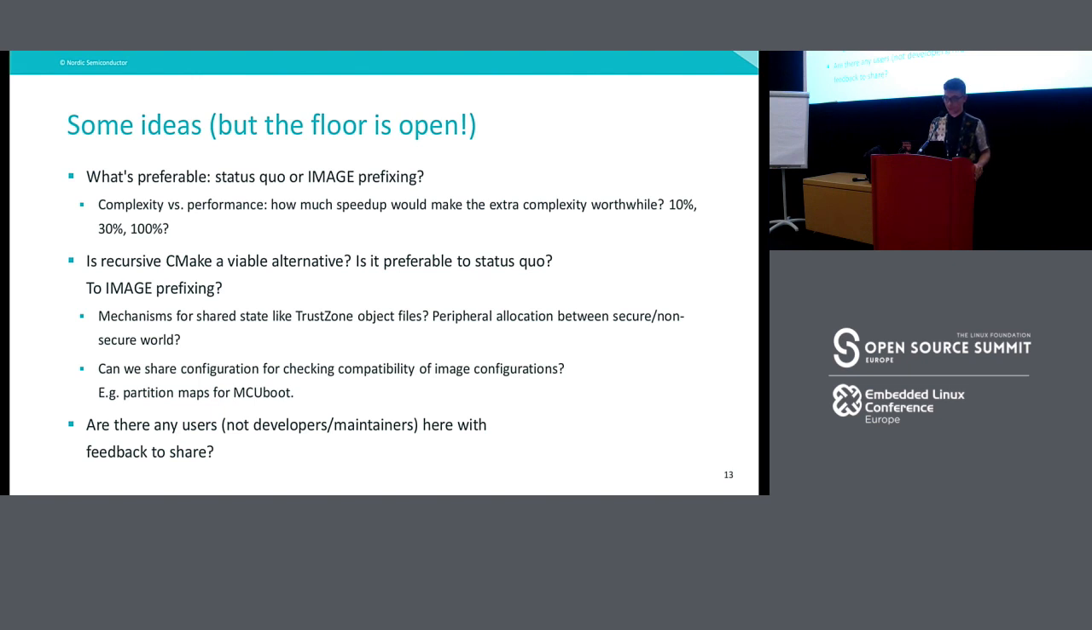But yeah, so is this really better? Do we want to keep it the same way? Is recursive CMake a viable alternative? Do we disagree entirely, vehemently enough that we're never going to be able to upstream this? Some ideas for discussion, but otherwise, if anybody wants the mic, or we can just talk.